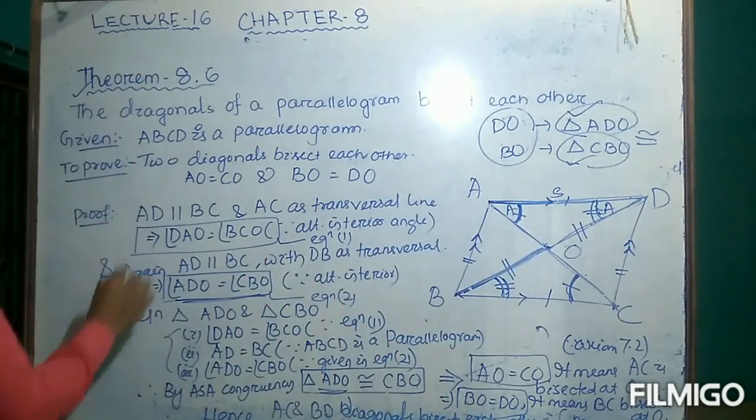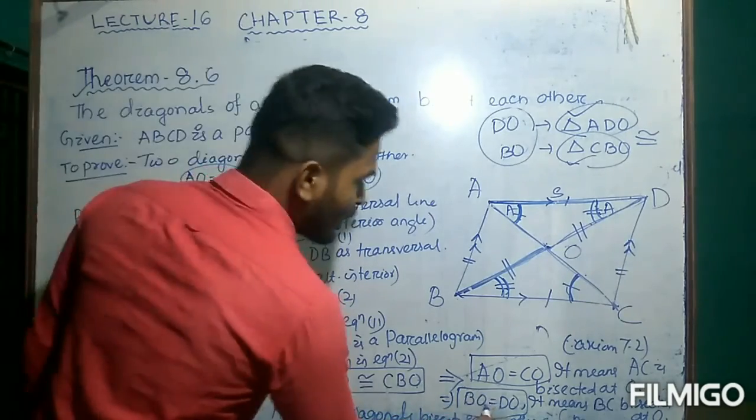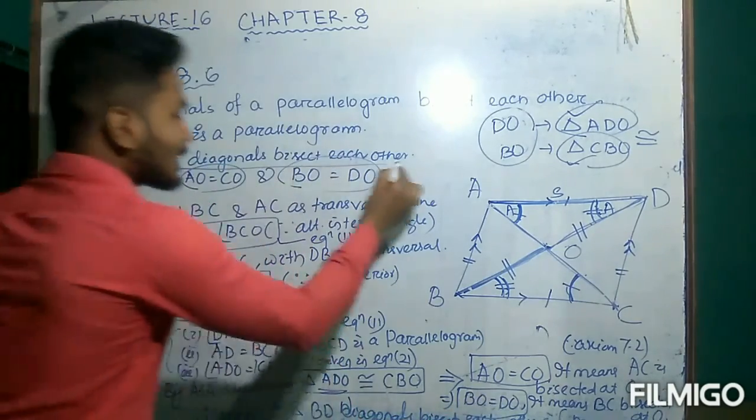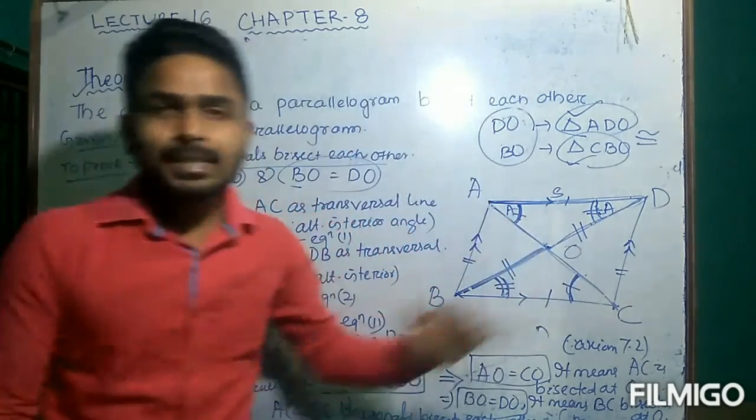Here also we have to prove AO is equal to CO and BO is equal to DO. We have proved that the two diagonals bisect each other. So we have proved that the two diagonals AC and BD of a parallelogram bisect each other.